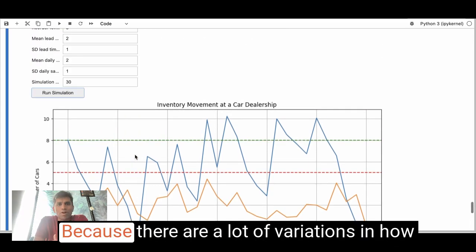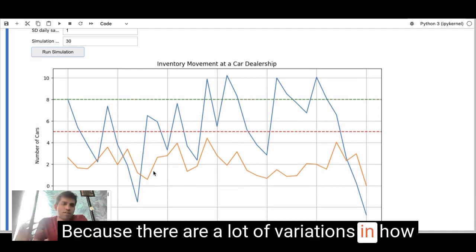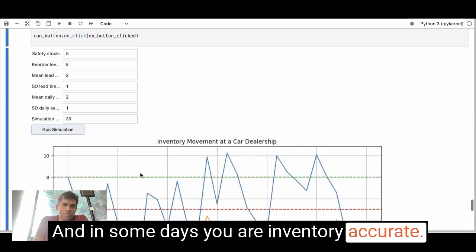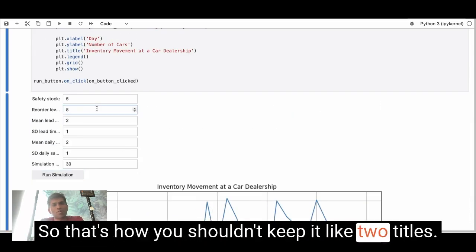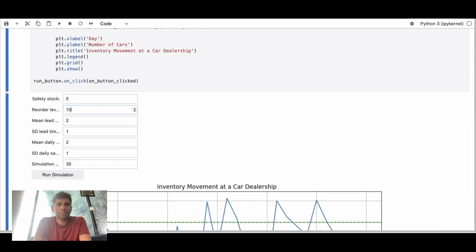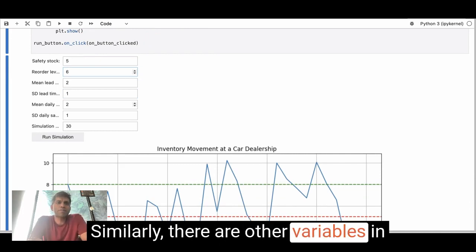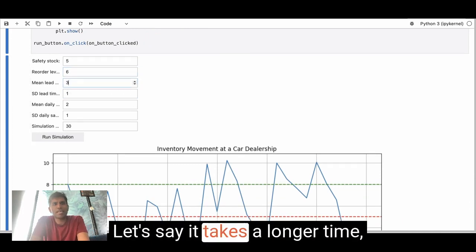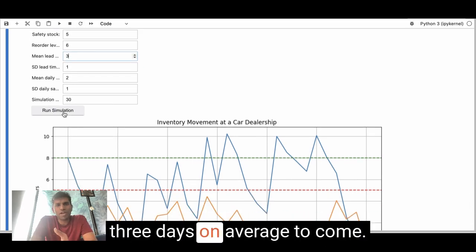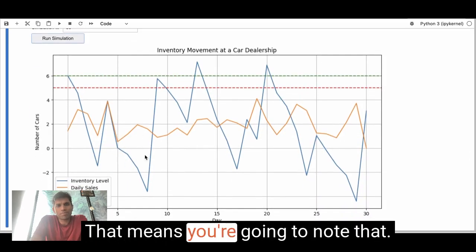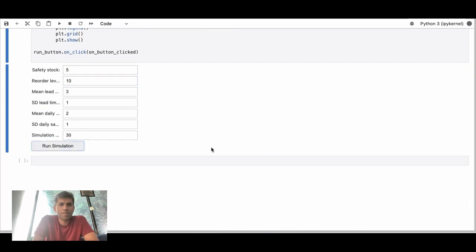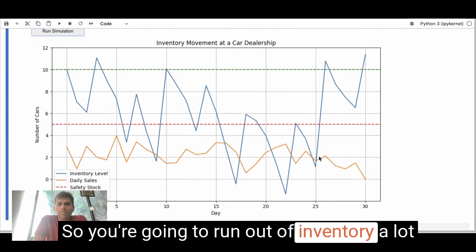Because there are a lot of variations in how things happen on a daily basis, on some days your inventory runs out. So that's why you shouldn't keep it too tight either. Similarly, there are other variables, such as the average number of days it takes. Let's say it takes a longer time, 3 days on average, to come. That means you're going to run out of inventory a lot more.